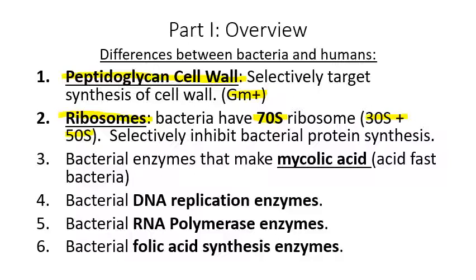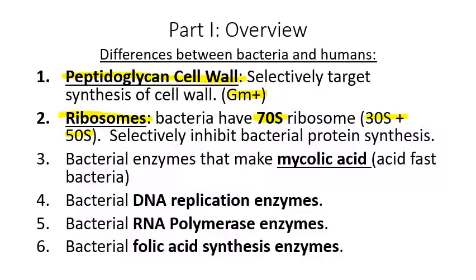Those antibiotics tend to be broad spectrum antibiotics. They kill gram-negative, they kill gram-positive, they kill mycobacteria, they kill all of these. They will kill any bacteria that have 70S ribosomes, which is most of them.